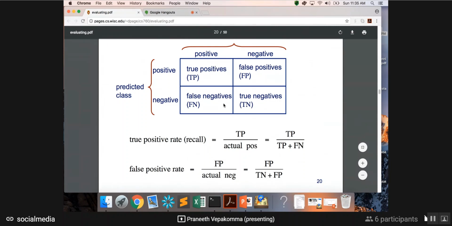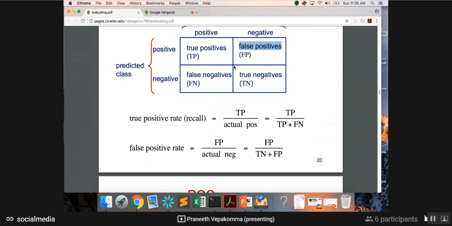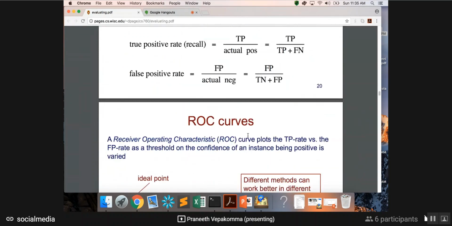So if you want to compute the rate, then the true positive rate is basically the true positives divided by true positives plus false negatives, because these are all the positive bucket. Some were correctly predicted as positives, some issues happen. So that rate is what the true positive rate is. Similarly, the false positive rate is how many false positives were committed out of the total of false positives and true negatives. Out of total negatives, how many?